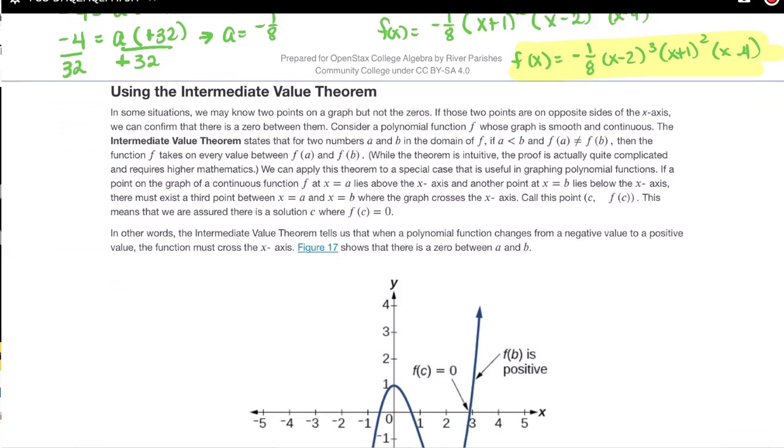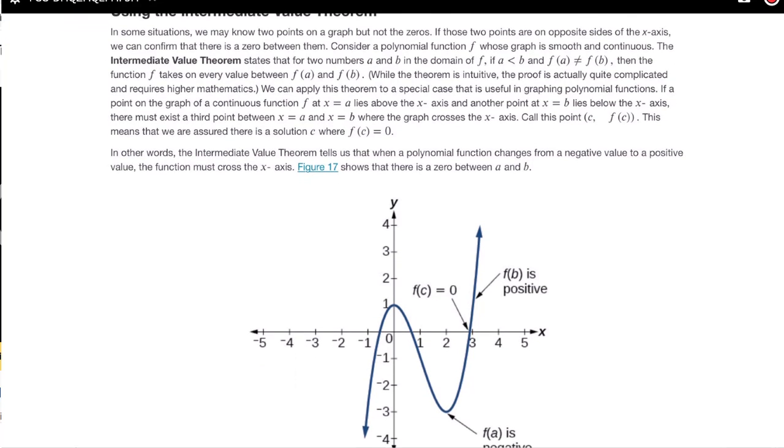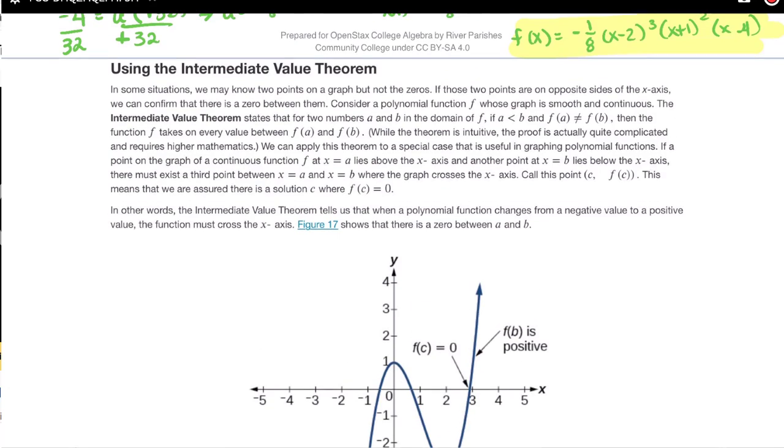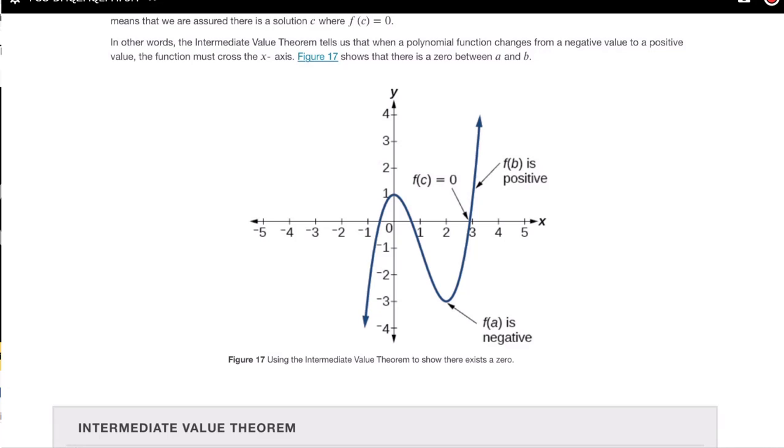Okay, so one more thing, the intermediate value theorem. Basically, what this theorem says, you can read through this, but the basic gist of it is if we've got a point f of b right here, and then we've got another point f of a right there. If f of b is positive and f of a is negative, then that means that there's some point f of c that is a 0.